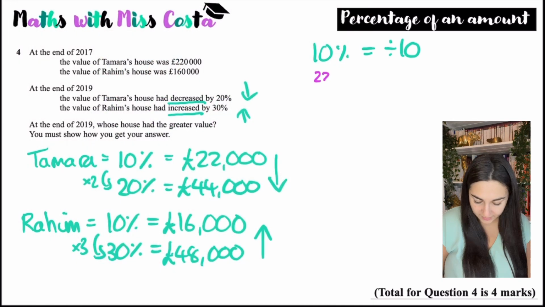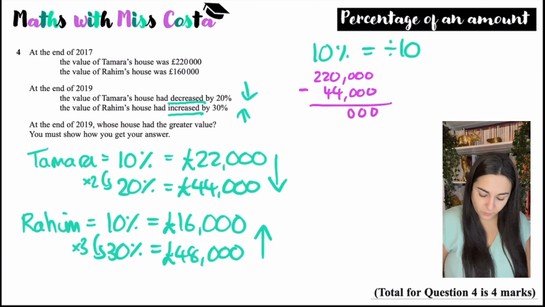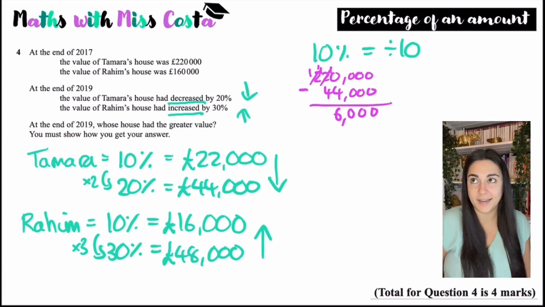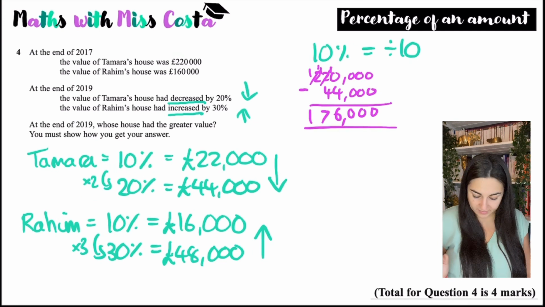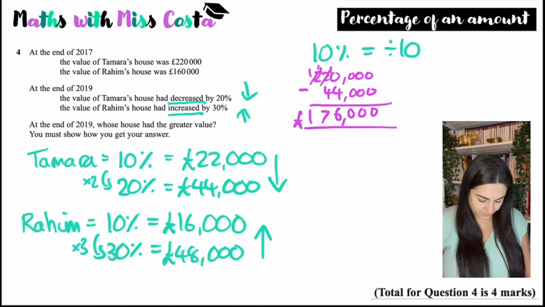So for Tamara, let's just do that quick calculation. We've got 220,000, take 44,000. So that would give me 0, 0, 0, 0, take 4. I can't do that, so I borrow. So 10 take 4 is 6. 1 take 4 I can't do once again, so I borrow. 11 take 4 is 7. And then you've just got 1. So Tamara's house by the end of 2019 would be worth £176,000. And Raheem's would be £160,000.